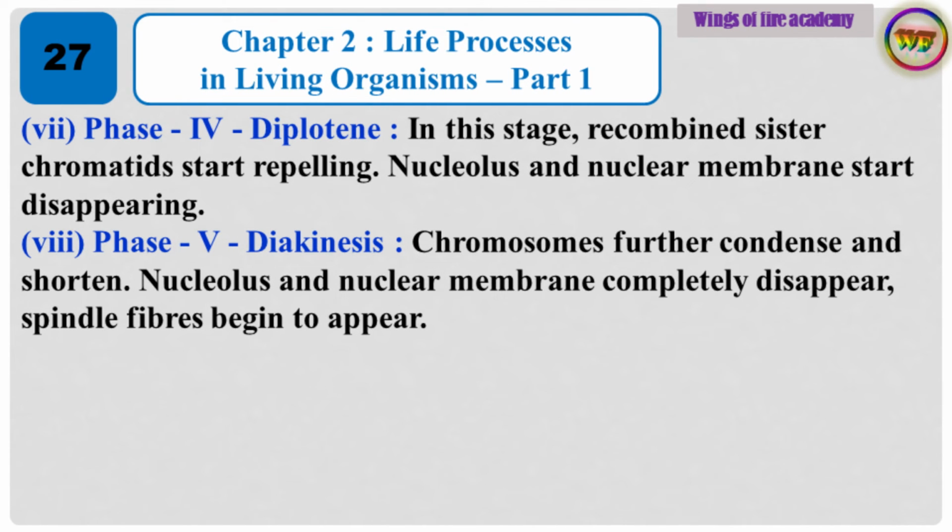7. Phase 4. Diplotene. In this stage, recombined sister chromatids start repelling. Nucleolus and nuclear membrane start disappearing. 8. Phase 5. Diakinesis. Chromosomes further condense and shorten. Nucleolus and nuclear membrane completely disappear. Spindle fibers begin to appear.